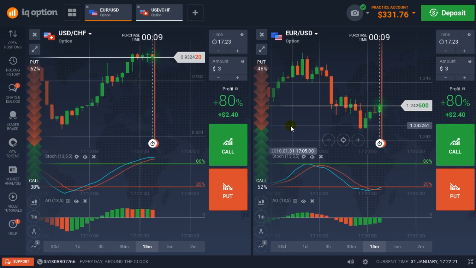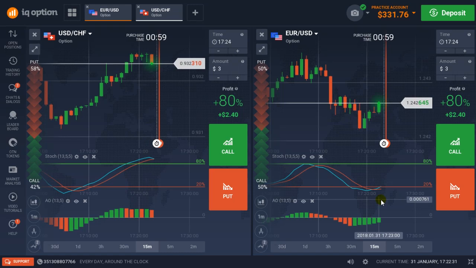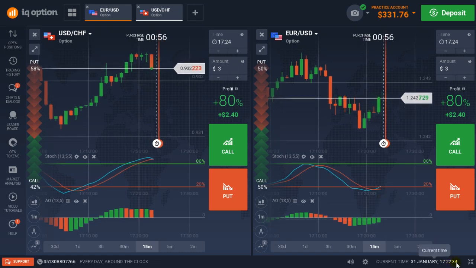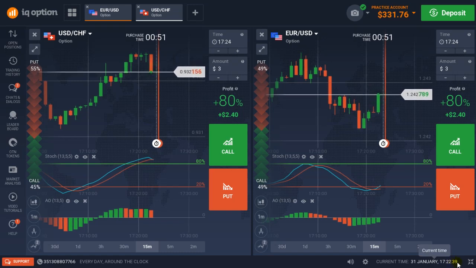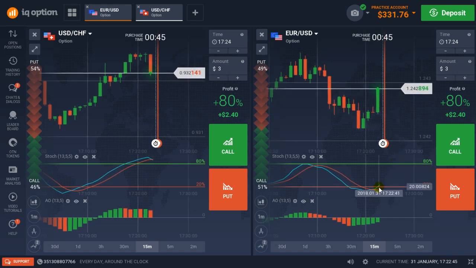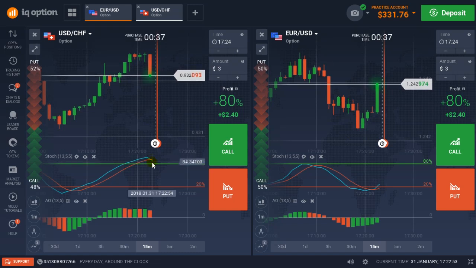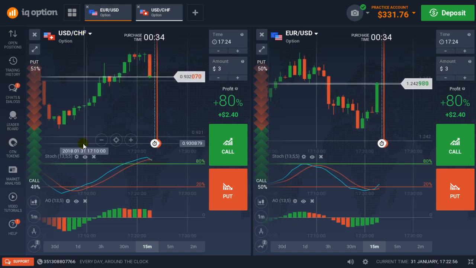So on the right hand side, the Euro USD has the main line on the stochastic indicator already crossed above the red line, which is the signal line. In the next 25 seconds, we're going to get a new candle opening on the price chart, and it will probably show us to start getting into call trades. Let's see. And on the left, the opposite is happening with the USD Swiss franc.